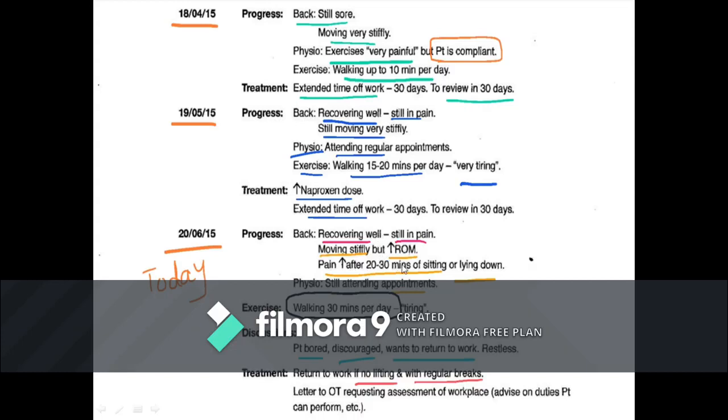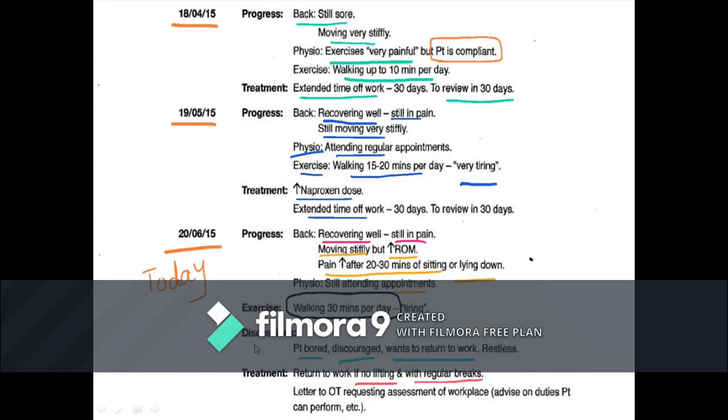of movement. So keep in mind that this is range of movements. One of the students, I think, wrote it as restriction of movements. So this is increased range of movements. Pain increases after 20 to 30 minutes of sitting or lying down. Physio is still attending the appointments as well. So exercise walking is 30 minutes per day, but still very tiring.